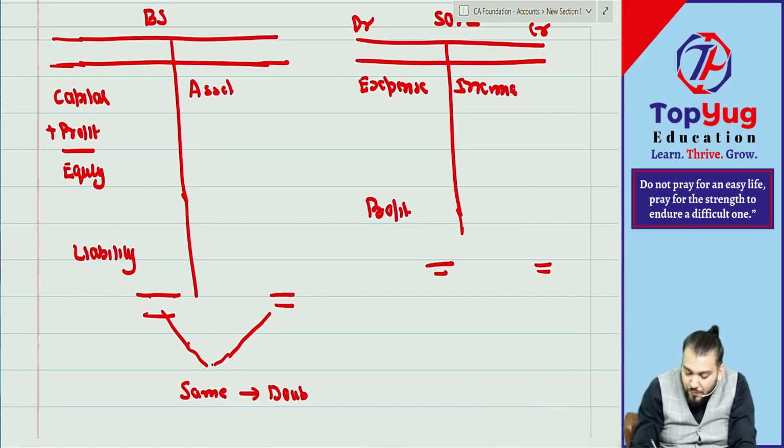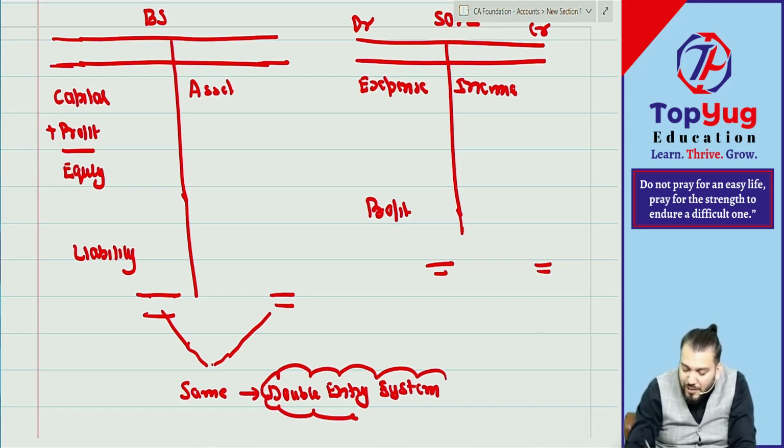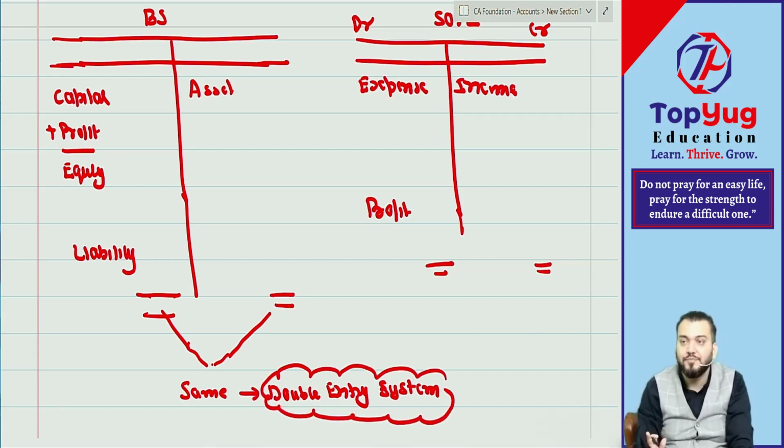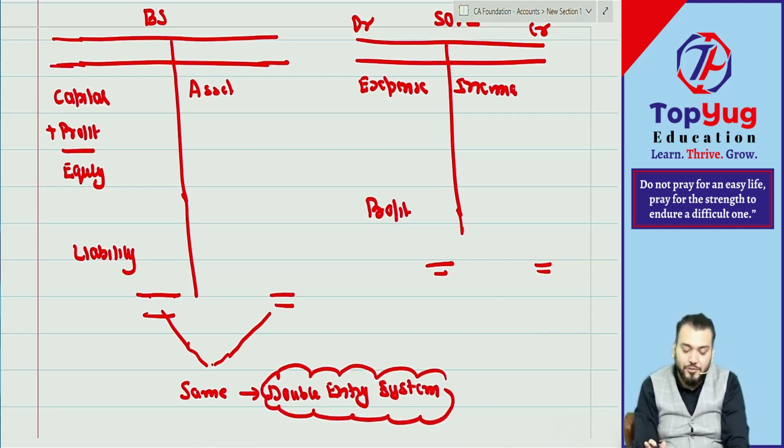Due to which system? Can I say we are following the double entry system? Double entry system. Or we can say dual aspect concept, because we are recording two aspects so that ultimately these two match. Understood? Are you able to understand what I am saying?